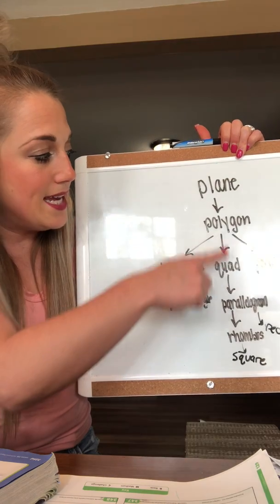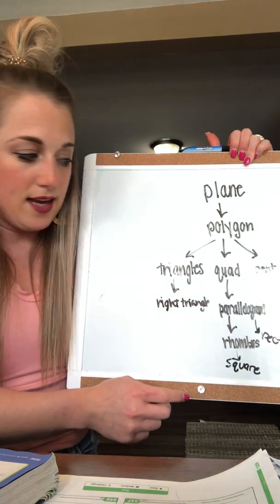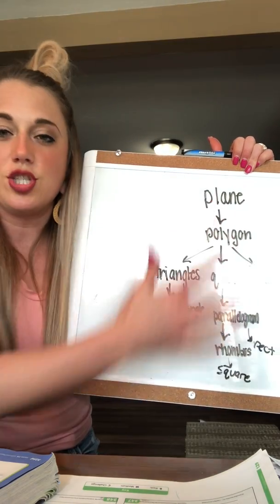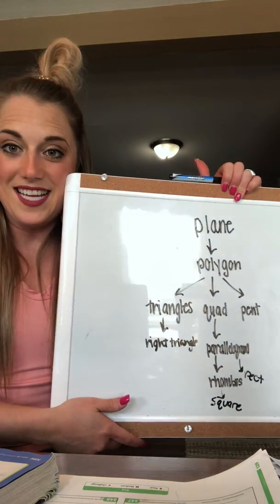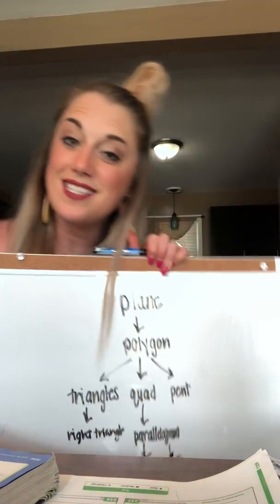A quadrilateral is a polygon and plane. A square is all these things. A right triangle is a triangle, which is a polygon, which is a plane. So it is what is above it. And the most specific is down to the bottom, and the most general is up to the top.